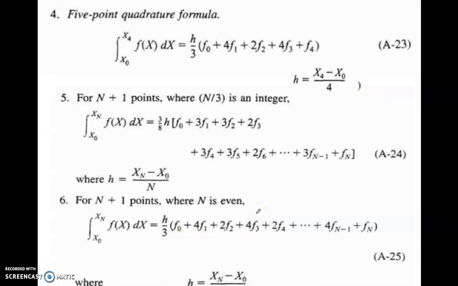And then the next type of Simpson's rule is the 5-point quadrature formula. This is where with 5 points you have x0, x1, x2, x3, and x4. Okay, 1, 2, 3, 4, 5. So for the other types of Simpson's rule, it depends. If you have more than 5 points, you can use this one directly. This one is for n plus 1 points, where your n is an even number, right?